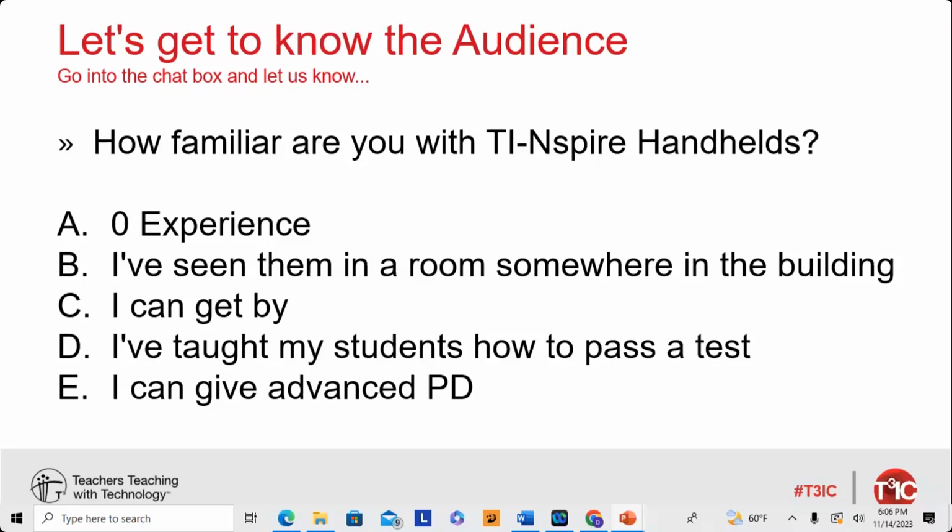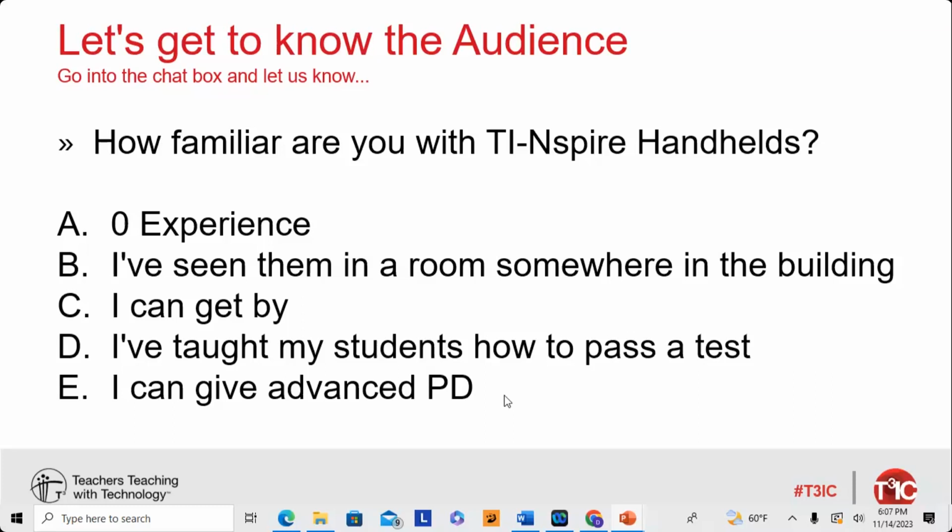That B statement, I've seen them in a room somewhere in the building, that was me. I remember I had them in the building. They were there. I was told, don't touch them. You don't know how to use them yet. And so I had to use the older version, but I really wanted to get my hands on those handhelds. So overall, what does it look like, Patrick? Oh, we have a pretty good variety. Lots of C's, a few D's, a couple of E's in there, a couple of A's too. So it looks like a good variety of viewers here tonight.